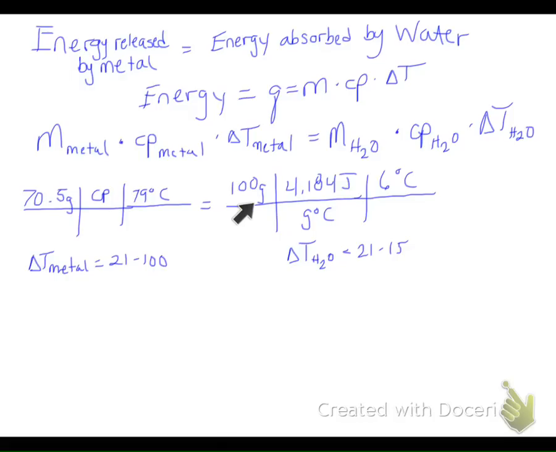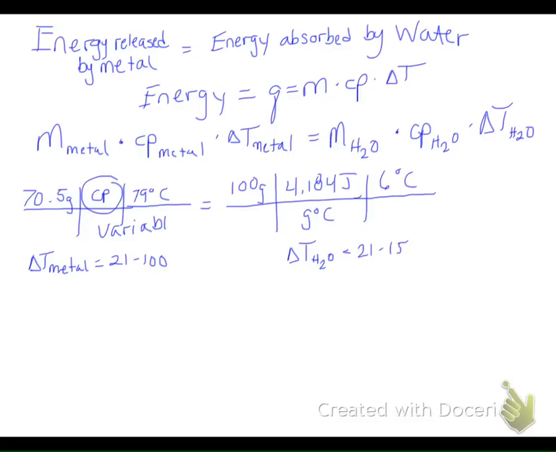I also know that the mass of my water was 100 grams because 100 mL is equal to 100 grams. I know my specific heat of water is 4.184 joules per gram degrees Celsius, and I know my temperature change of the water is 6 degrees Celsius. You're always going to have a larger temperature change of the object, and you're always going to have a smaller temperature change of the water to help you in your calculations.